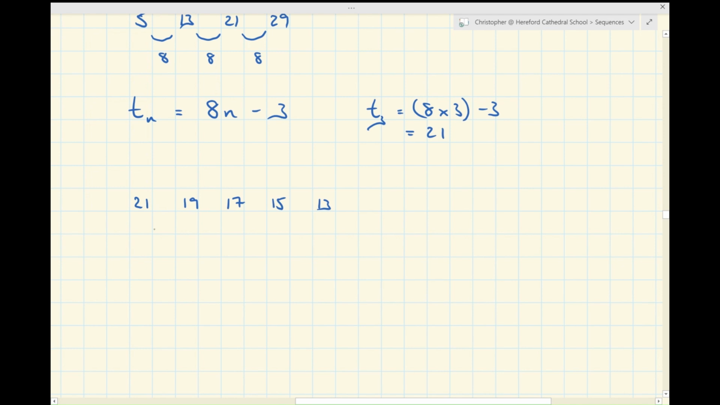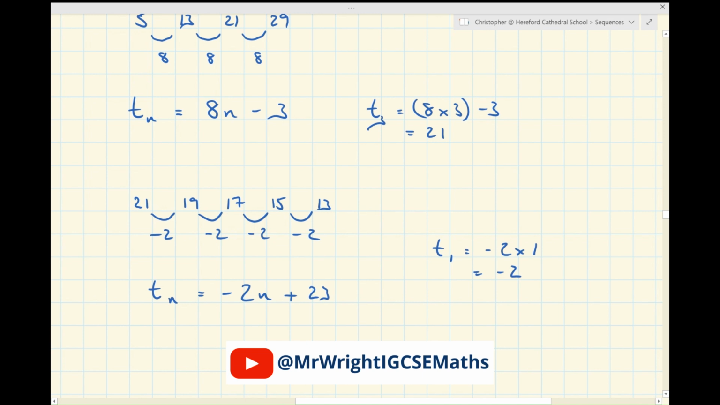In this case, the constant difference is -2. So my formula for the nth term is going to start -2n. Now, if that was my formula, then the first term, t1, would be -2 times 1. It would be -2. And my first term is 21. So I'm going to need to have a correction factor of +23 to lift that -2 up to 21.